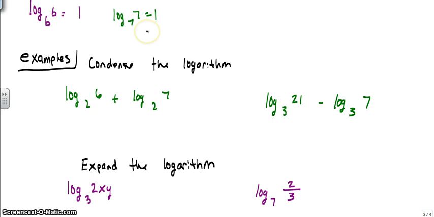We have the same base of our logarithm, 2. We can apply the addition property. So if I have two logarithms that are added together with the same base, they become one logarithm, and you multiply the numbers together. This becomes log base 2 of 42.